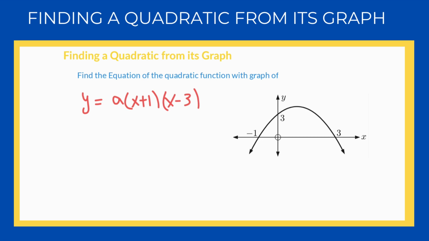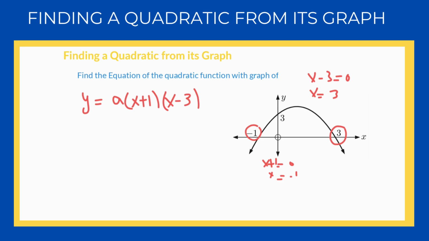Because if I equate x minus 3 to 0, I will get x equals 3, which is this zero. And if I equate x plus 1 equals 0, I will get x equals -1, which is this zero. So from the two zeros, which are x equals 3 and x equals -1, I can find that y is equal to a times (x plus 1) times (x minus 3).